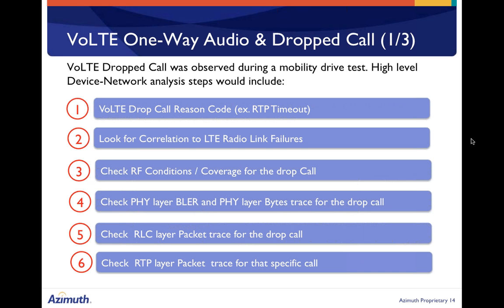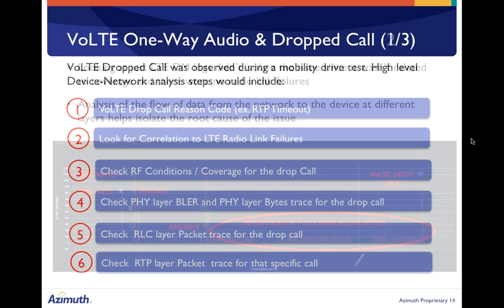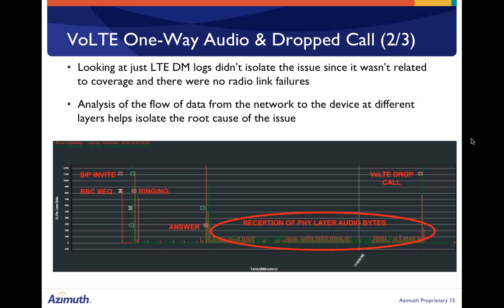So on the next slide, what we're showing here is for the one-way audio issue, we looked at the physical layer performance, and as I mentioned earlier, the physical layer looked pretty good to us in terms of RSRP and signal-to-noise ratio. We did not see any LTE radio link failures, but what we did see is a VoLTE call drop happening at this particular point in time.